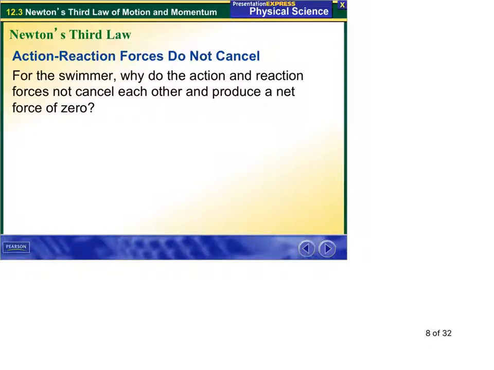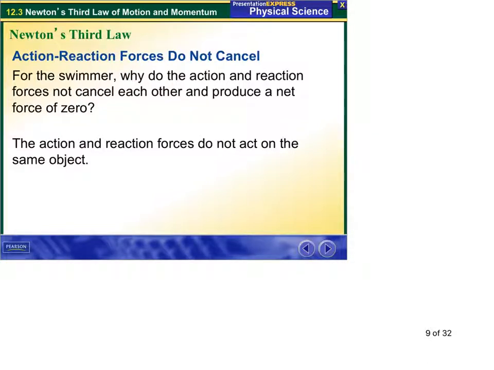One thing to remember, even though they are equal and opposite, action and reaction forces do not cancel. And the reason they do not cancel is they do not act on the same object.